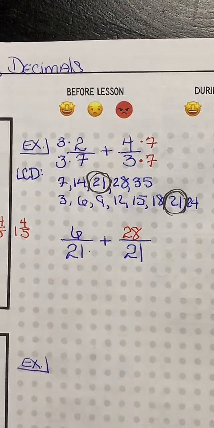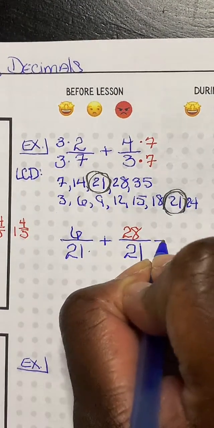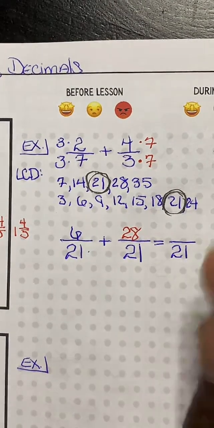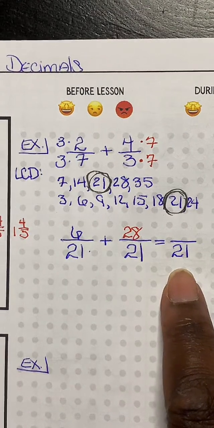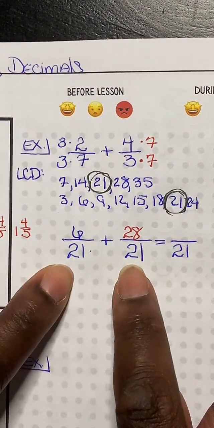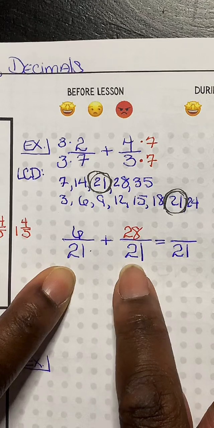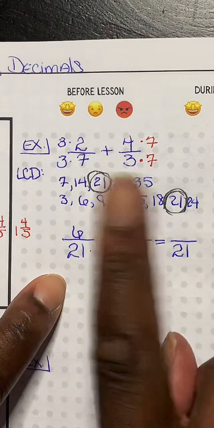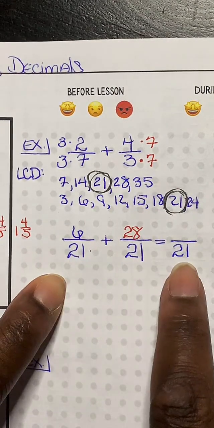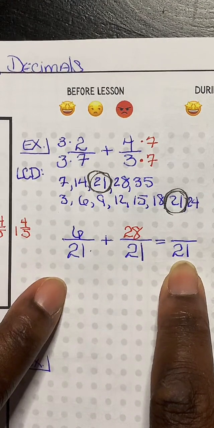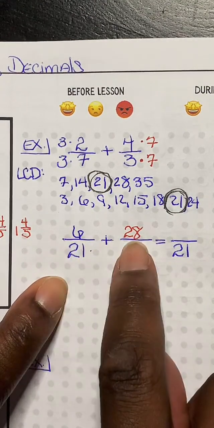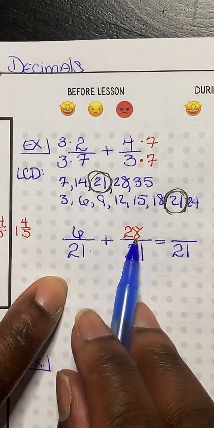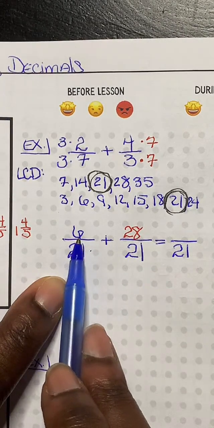So now that we have a common denominator, we're going to keep that denominator. This is where a lot of people usually go off the rails. You do such an awesome job figuring out what the denominator is, and then all of a sudden you think, oh, I have to add the numerators and add the denominators. No, the denominator is going to stay the same. But yes, you do have to add the numerators. So I have my 28 plus 6.